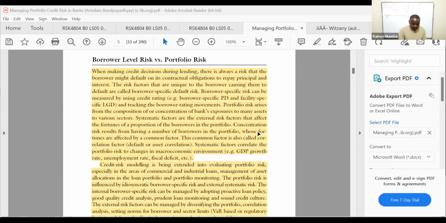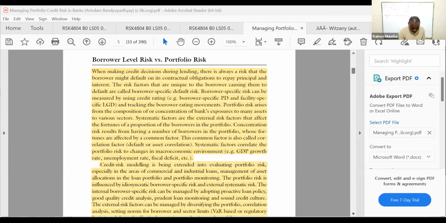Then portfolio risk arises from the composition or concentration of a bank's exposures to many assets in various sectors. Systematic factors are the external factors that affect the fortunes of a proportion of the borrowers in the portfolio. Concentration risk results from having a number of borrowers in the portfolio whose fortunes are affected by a common factor. This common factor is called the correlation factor. Systematic factors correlate the portfolio risk to changes in the macroeconomic environment, like for example, changes in GDP growth, unemployment rate, and also fiscal deficit as well.